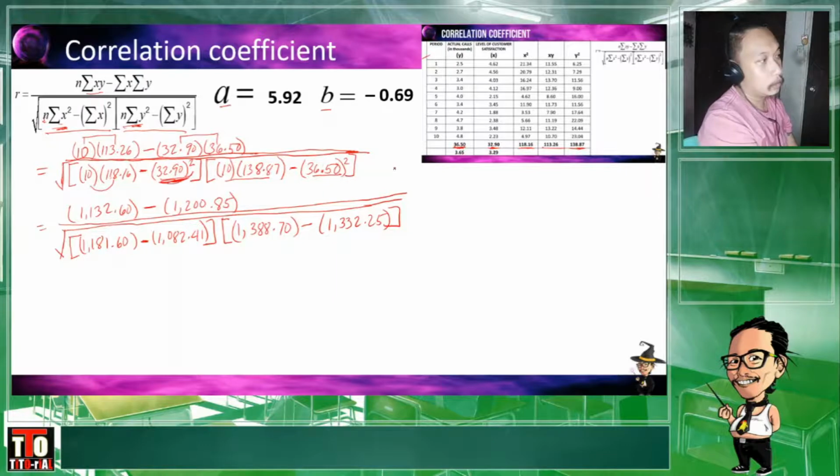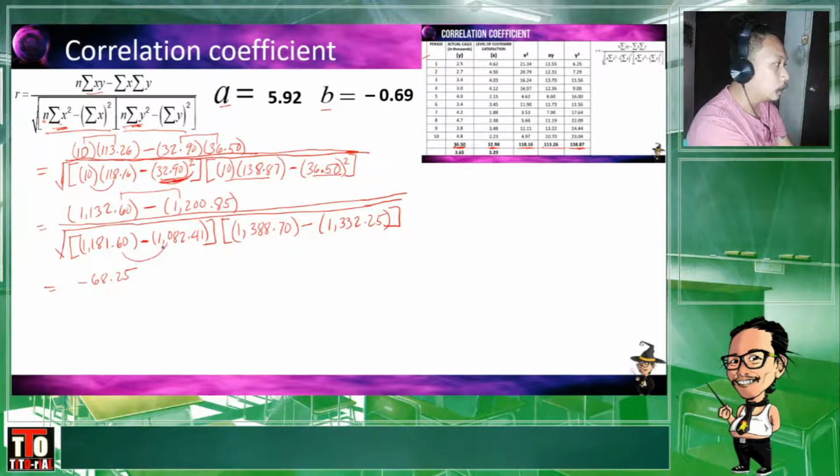Okay, there. It looks like it's going upward, guys, no? Okay. So, next. Let's solve this. Let's not prolong it. 1,132.60 minus 1,200.85. Again, guys, sorry if I go out of the frame. 1,132.60 minus 1,285, that would be negative 68.25. Okay? Now, let's try to solve this one.